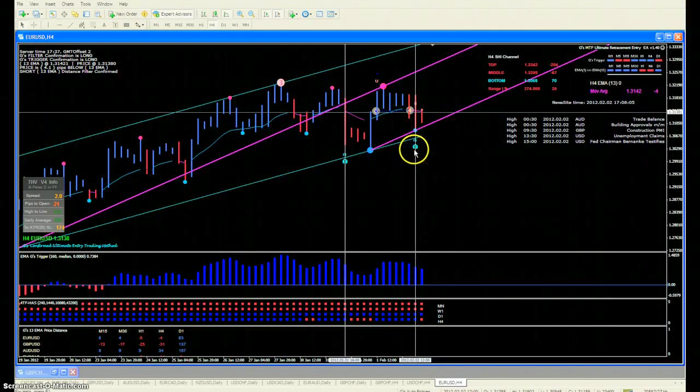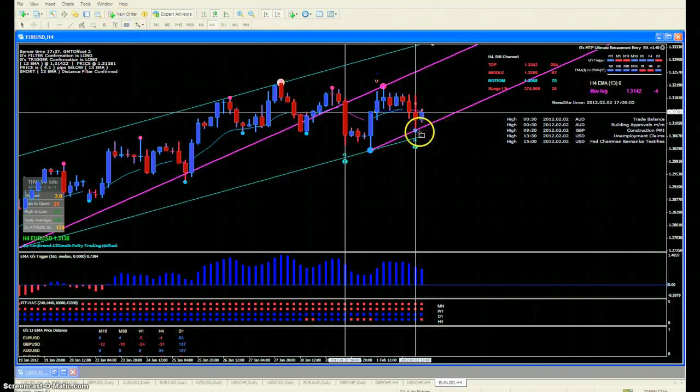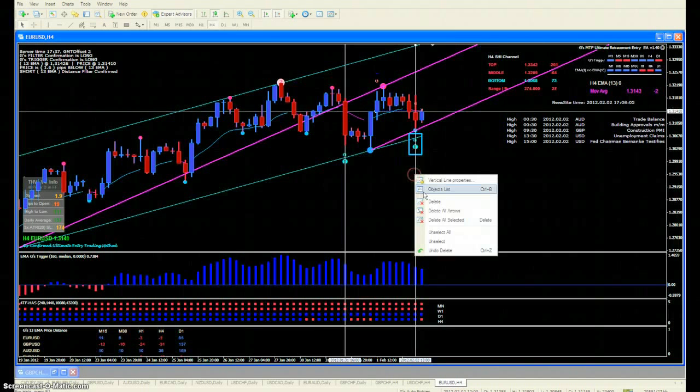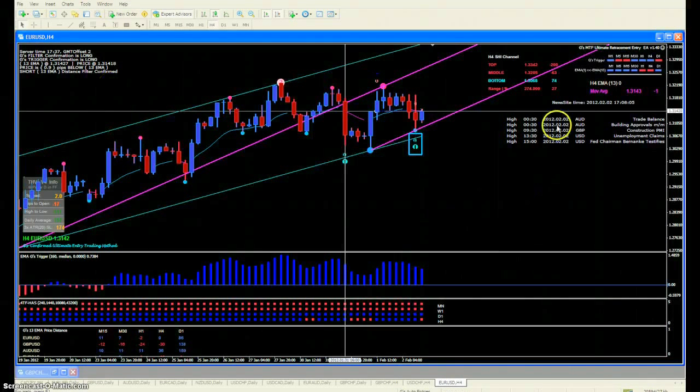Now we have another opportunity that's coming on this particular pair. We have our retracement here, our 4-hour retracement. And at the moment you can see that the EA is showing us some very good information. It's letting us know, for one, that the H4 retracement is long. Here it's showing that the filter confirmation is long. The filter confirmation is the H4 retracement. They're one and the same.